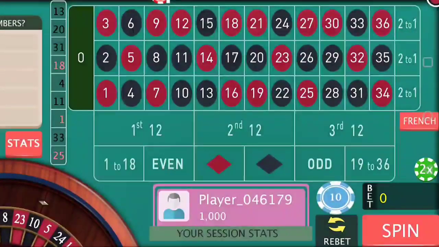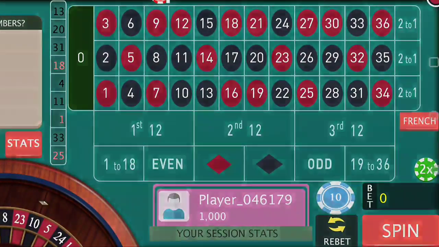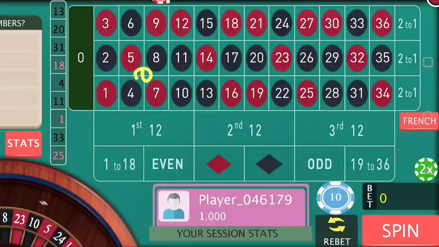Today in this video we'll learn about a strategy about corner bets. Corner bets are basically those bets which cover four numbers near each other. So suppose I bet here, it will cover these four numbers. This is called a corner bet, and using corner bets, we can make some profit from roulette.